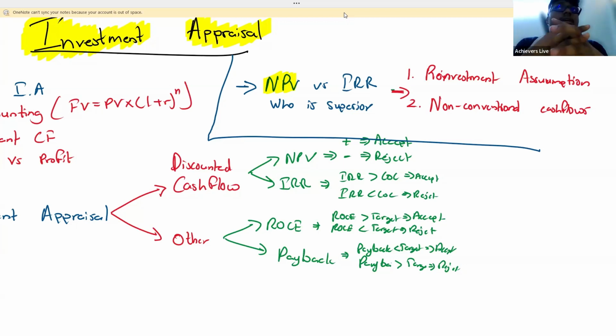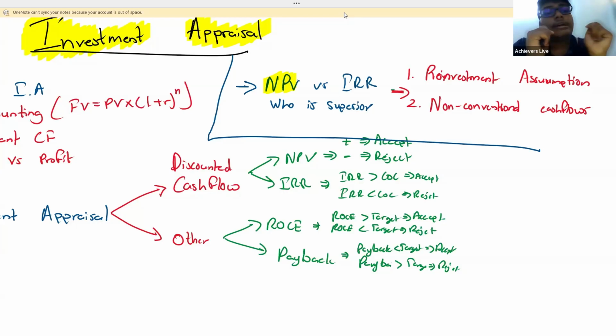What is the reinvestment assumption under IRR? When we are doing the IRR calculation, we are assuming that the cash flows are reinvested at the IRR rate, not the cost of capital rate. Is this a correct assumption? No, this is a wrong assumption. We will never be able to reinvest at the IRR rate. Impossible. Therefore, it is a wrong assumption, which is leading to the wrong value.